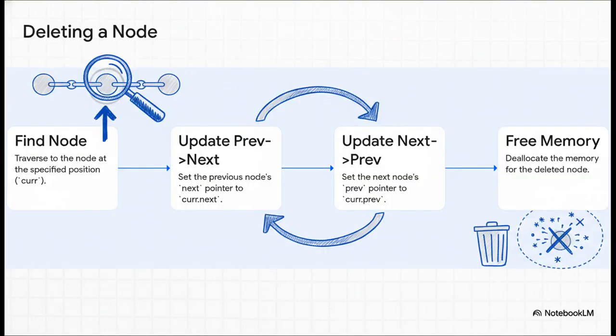Let's just walk through the most common case, step by step. First, of course, you find the node you want to get rid of. Then, you perform that bypass surgery we just talked about. The previous node's next pointer jumps over the target, and the next node's prev pointer does the same thing, pointing backward. Now the chain is totally relinked, and our target node is just an island, totally disconnected. At that point, you can safely free up its memory.